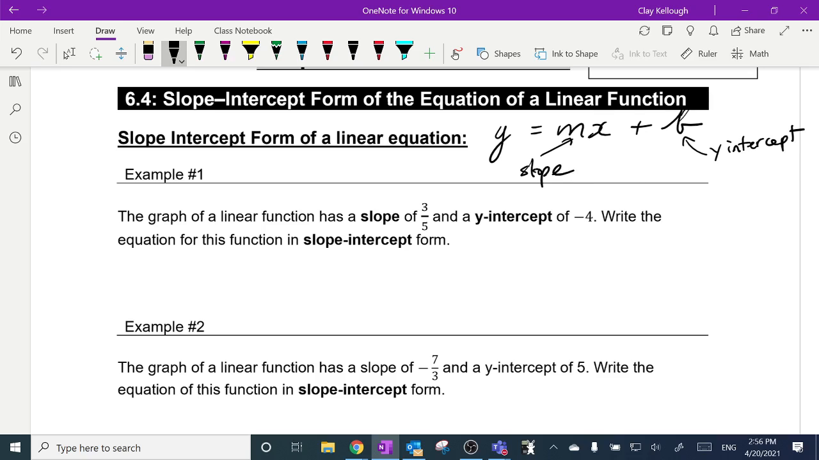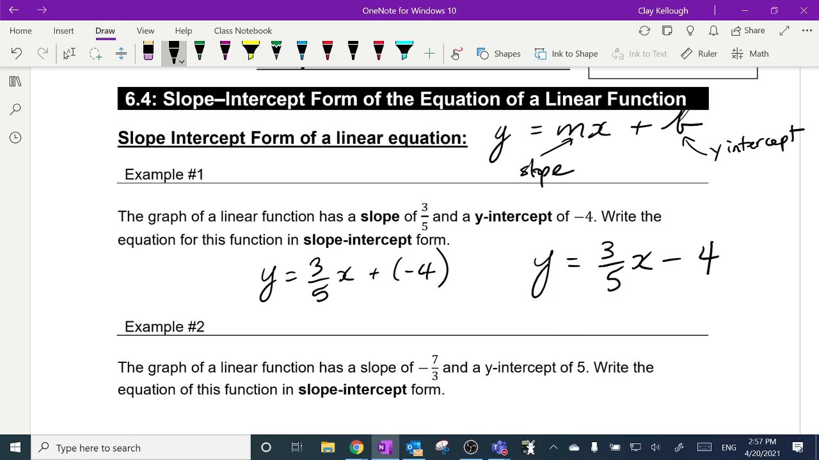So if I give you a fairly straightforward question like example 1, the graph of a linear function has a slope of 3/5 and a y-intercept of -4, write the equation. So I use this form of the formula and I replace the number m with 3/5, and I replace plus b with plus -4. Then I might just tidy that up. I don't like seeing plus negatives. That's the same thing mathematically as just saying minus. And that's it. Don't change it. Don't change the fraction to a decimal. Don't rearrange it. If it wants it in slope-intercept form, it has to be in this order.